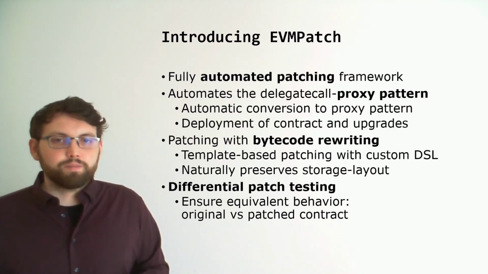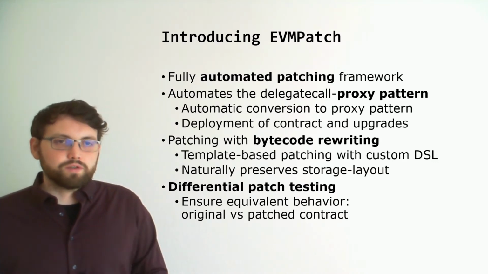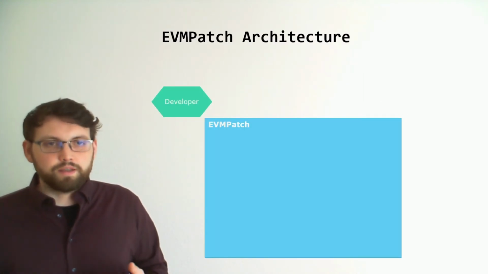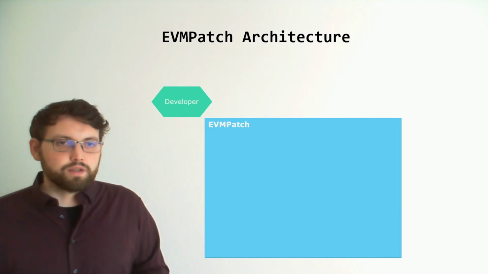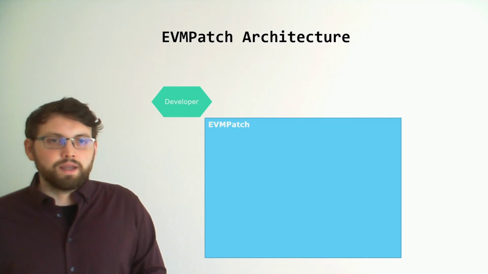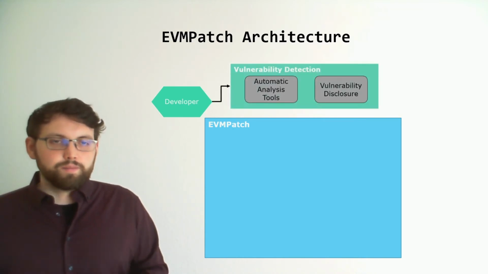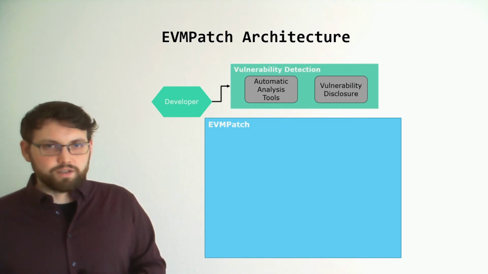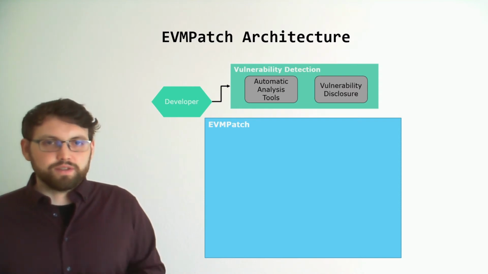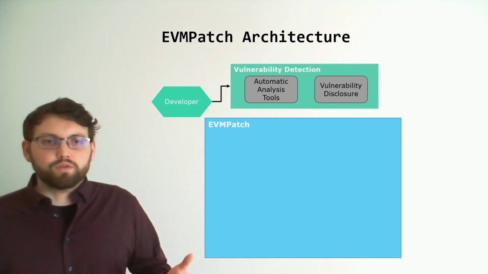We have a differential patch testing component which ensures that the behavior of the original and the patch contract is equivalent. Now let me walk you through a typical workflow with EVMPatch and also the architecture of EVMPatch. Now we have a developer, and this developer is responsible for a smart contract. And the developer might start some vulnerability detection component. So this can be really any analysis tool. So this is only very loosely integrated into EVMPatch. It can also be a manual vulnerability report, right?